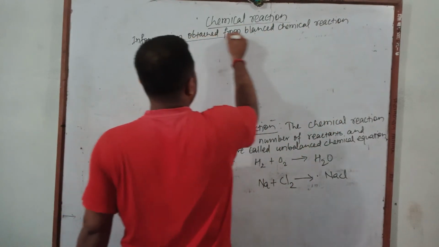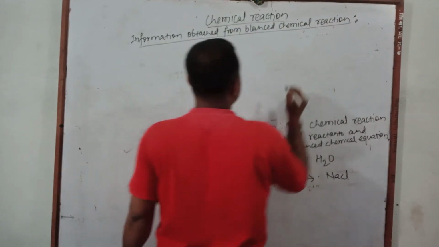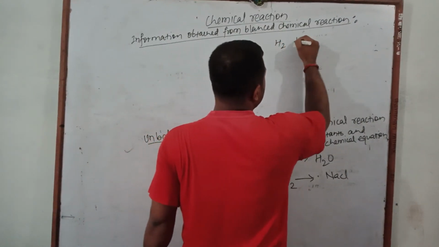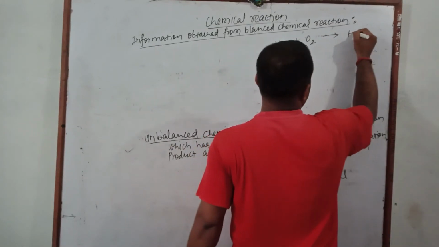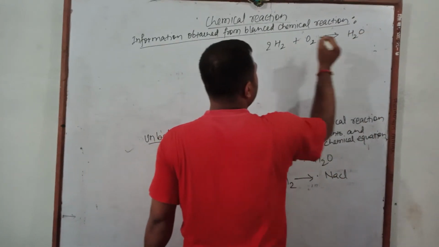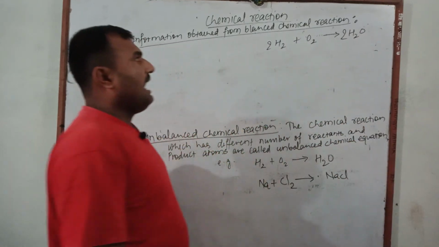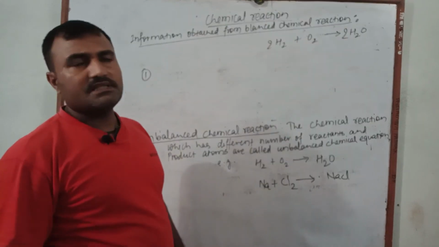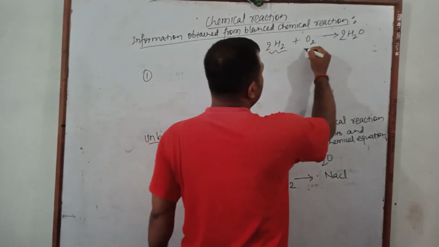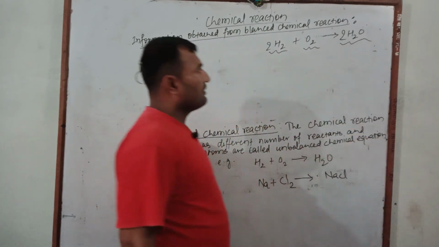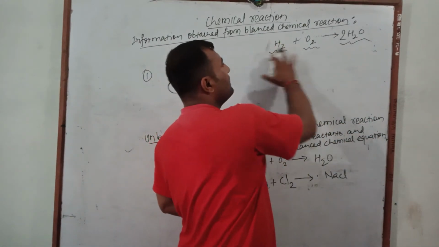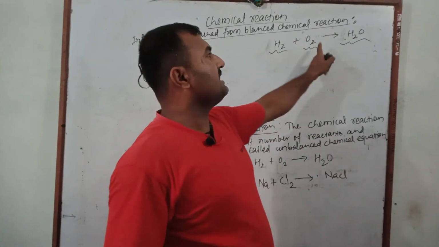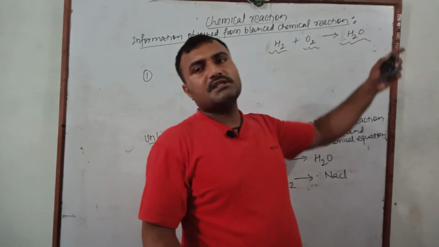By observing a chemical reaction, suppose we consider hydrogen plus oxygen giving water. Firstly we balance it. Which information do we find here? The first information is the ratio in which reactants combine and products are formed. When we write only one, one, it is not a complete reaction, because the ratio in which hydrogen and oxygen combine to give the product is unknown.